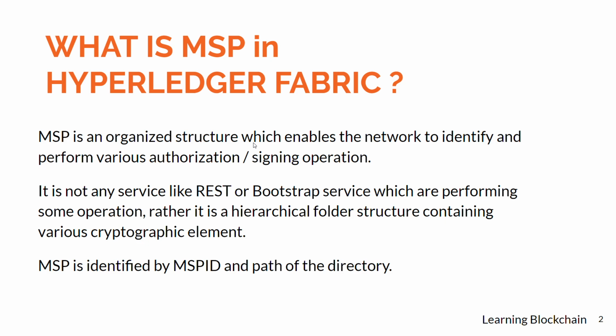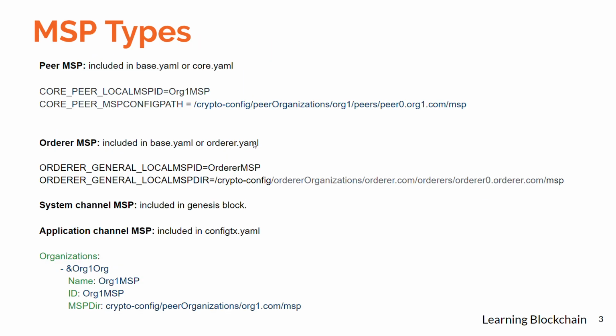I hope you have understood the first thing, that it is a directory structure and that directory structure is associated with one ID. Now let's move to slide number 2. Here I have demonstrated the different building blocks of the MSPs. There are different types. First of all, there is a peer MSP, then there is orderer MSP, system channel MSP, and application channel MSP.